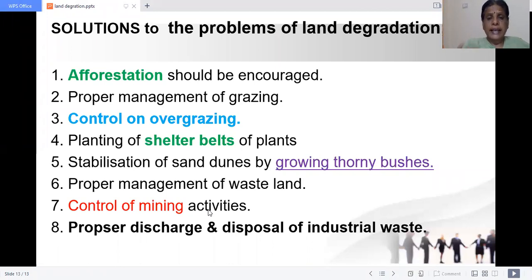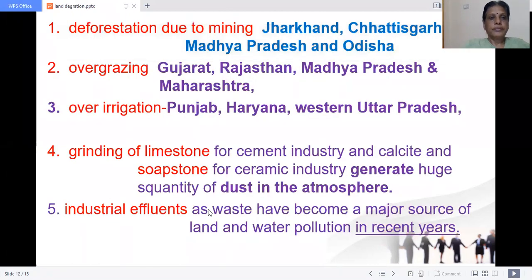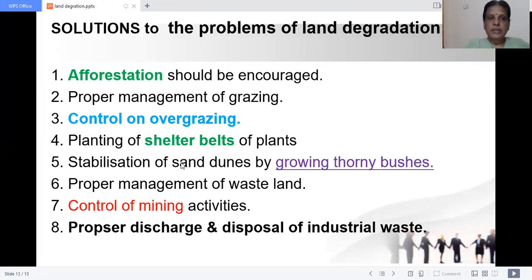Children, land degradation is when the land loses its capacity of production. The reasons for land degradation: over irrigation, mining, overgrazing, and industrial effluents. One more, grinding of limestone and soapstone. And what are the solutions to the problems of land degradation? Afforestation, control of overgrazing, planting of shelter belts, growing thorny bushes, proper management of wasteland, control of mining, and proper discharge of industrial waste.